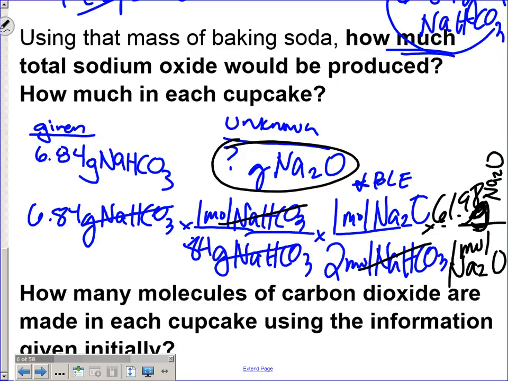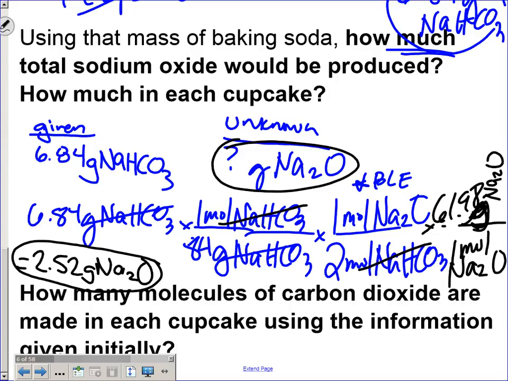And anybody have an answer for me? 2.5 what? Okay, I'm gonna stop there. Grams of sodium oxide. Okay, so that basically means these 36 cupcakes we've created have a total of 2.52 grams of sodium oxide in them. So that's a total, right?